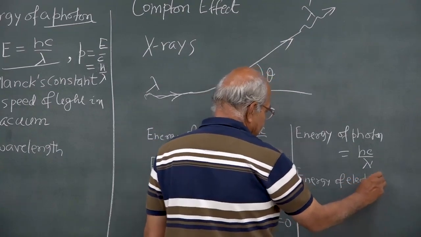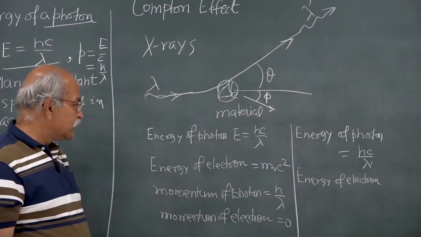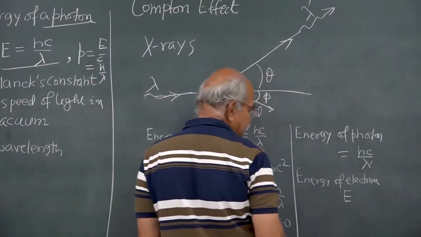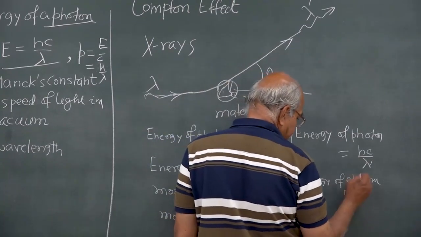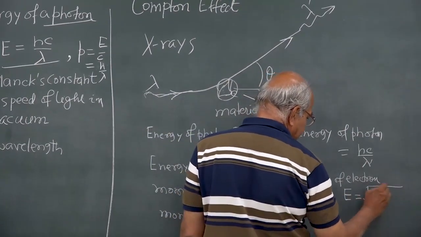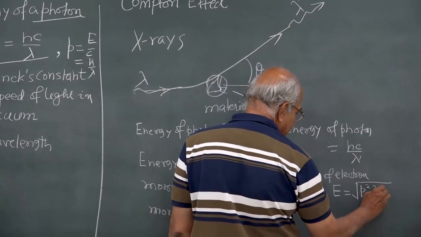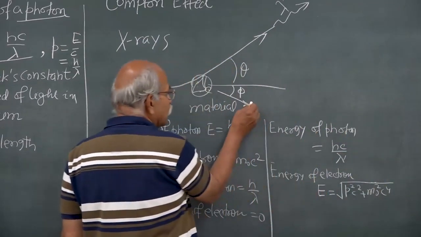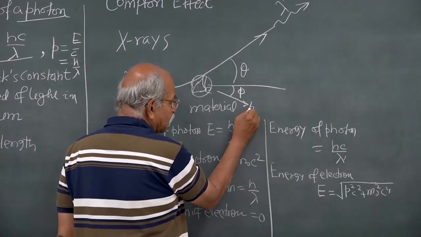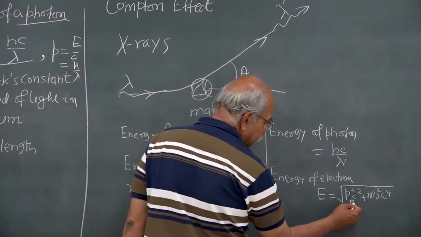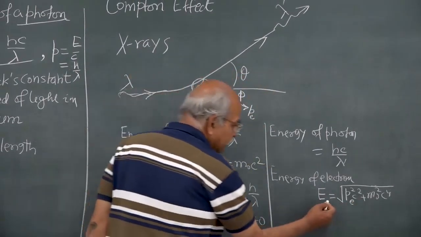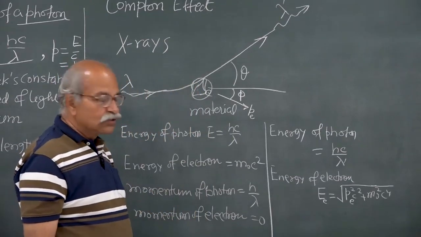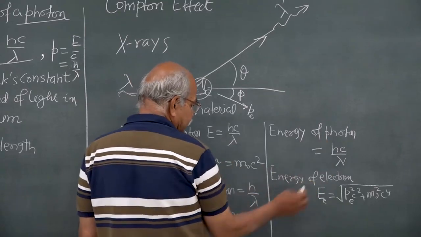is something else. It was m naught c square in the beginning, but now it has something else, we can call it E, and that E will be given by square root of p square c square plus m naught square c to the fourth. So this electron now has a momentum p, we can call it Pe, and we can call this Ee, electron energy and electron momentum. So the total energy will be this plus this.